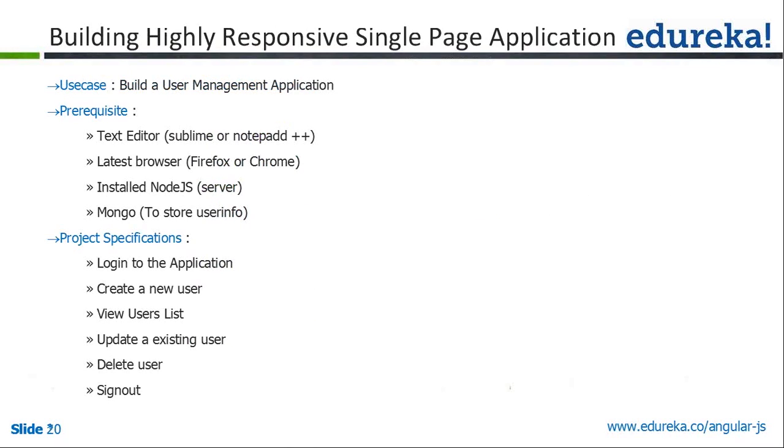Now our scenario is I want to build a basic Angular.js application where the user can log in, create a new user, view the user list and delete a user. This is the functionality I want to create using Angular.js. What are the things you need before creating this application? One is our editor. Next one is the browser to view this application. Now I am going to build this application on a Node.js server, so you should have Node.js installed in your machine. Then I'm going to use MongoDB to store the user information.